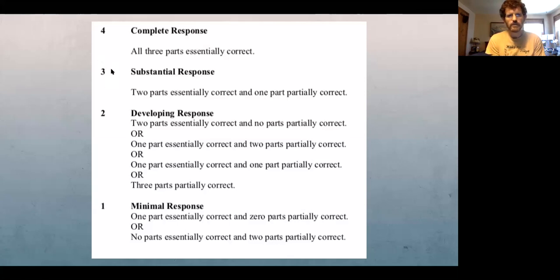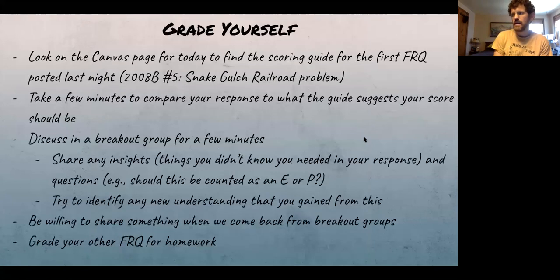So what could I do to improve that next time? What is it I should have answered differently? And I think I know what my takeaway for this one is. So on the Canvas page, you've got a scoring guide for both of the FRQs, but for right now, I just want you to focus on the first FRQ.